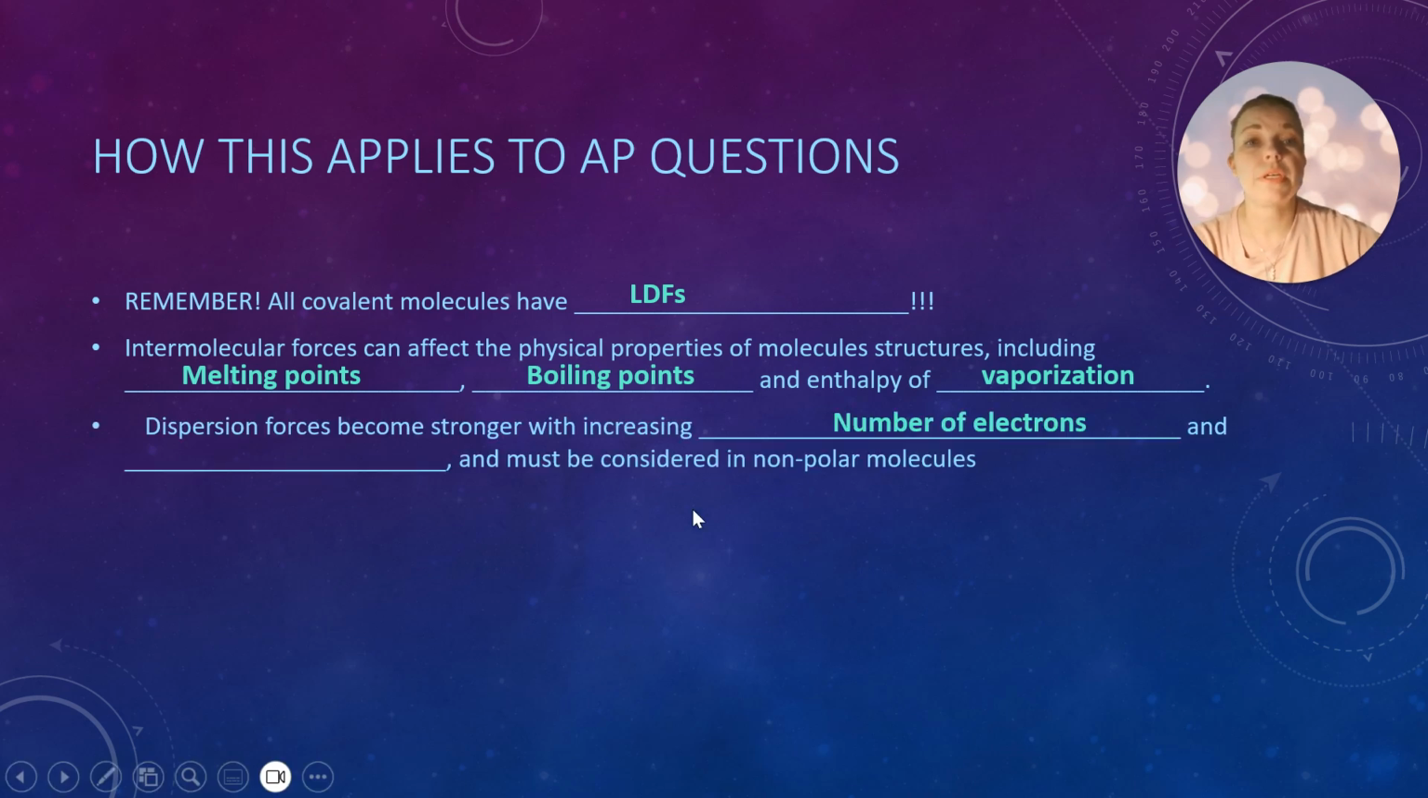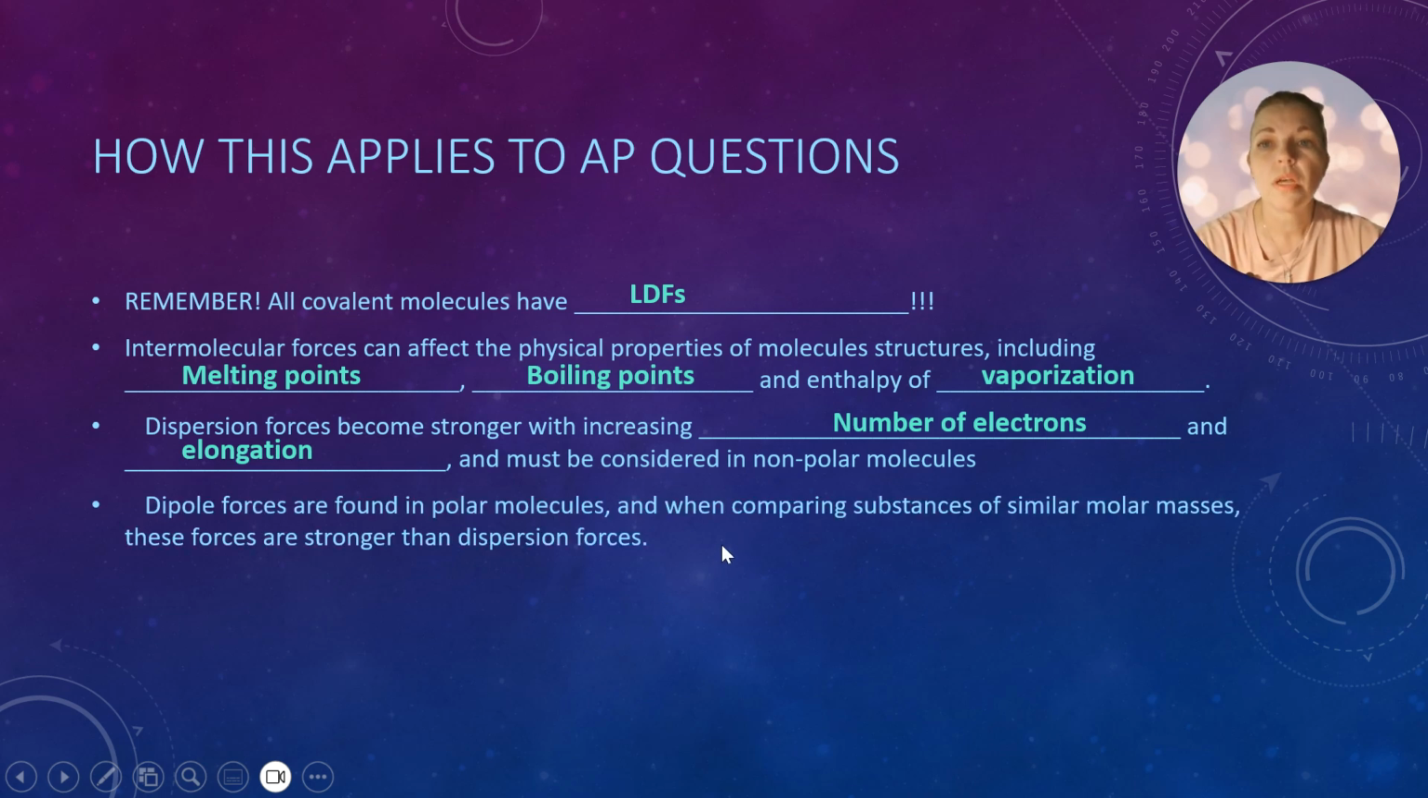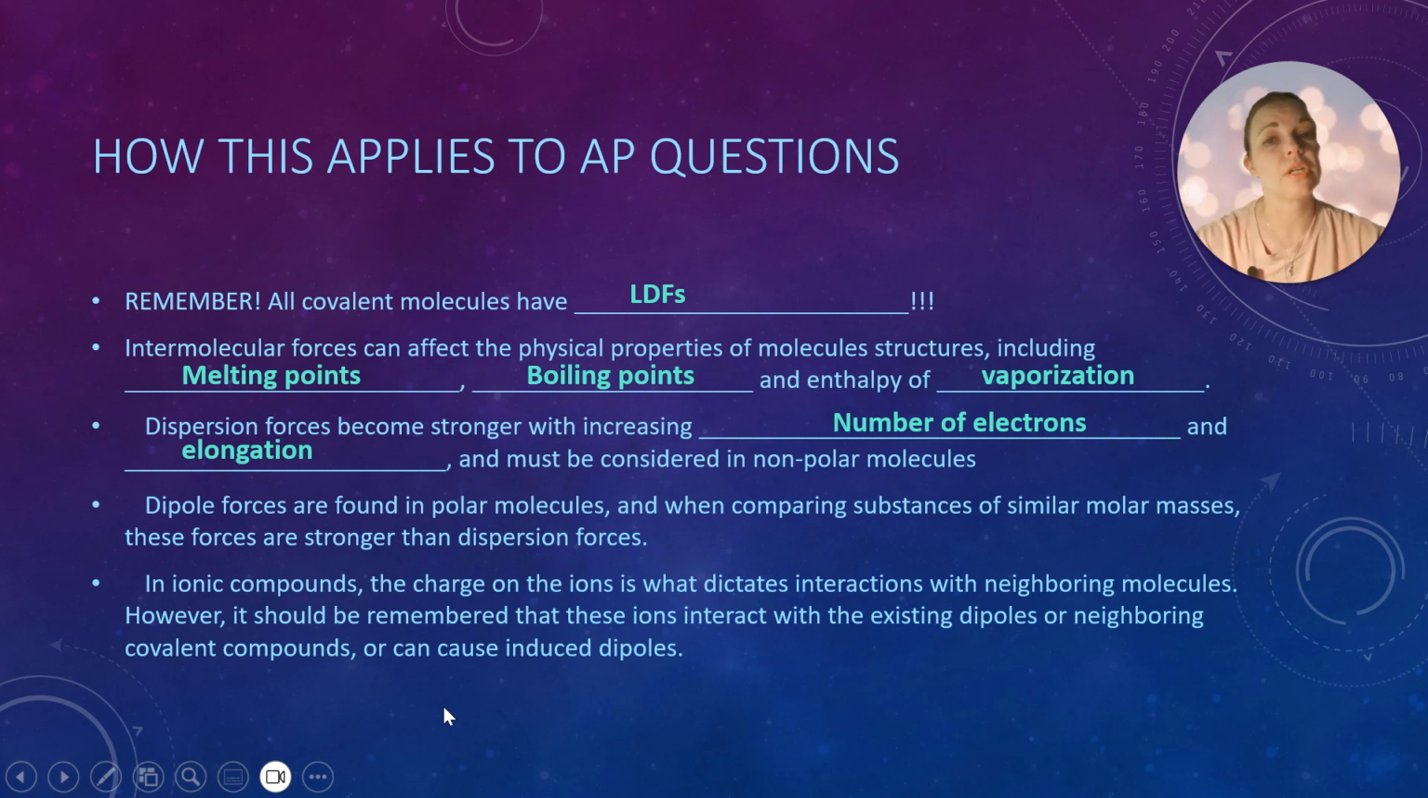Dispersion forces become stronger with increasing number of electrons and elongation and must be considered in nonpolar molecules. Dipole forces are found in polar molecules, and when comparing substances of similar molar mass, these forces are stronger than dispersion forces. But again, if the molar masses are different, sometimes dispersion forces can be unexpectedly impactful. In ionic compounds, the charge on the ions is what's going to dictate your interactions with neighboring molecules. However, it should be remembered that these ions interact with existing dipoles or neighboring covalent compounds, or they can cause induced dipoles. Okay, so we're going to look at that again moving forward as well.